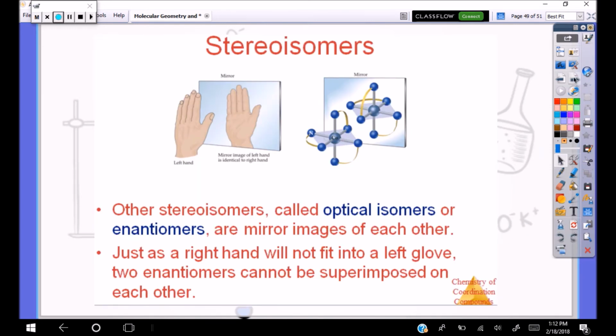All right. So stereoisomers. There are other stereoisomers besides the geometric cis-trans isomers. These are called optical isomers or enantiomers. They are mirror images of each other. So the word enantiomer stems from the term handedness. So think about your hand. You can look at a mirror image of your hand, but then if you try to superimpose it back onto itself, they're clearly different. A right hand doesn't fit into a left glove. 2 enantiomers cannot be superimposed onto each other.